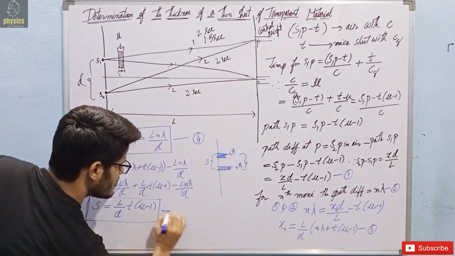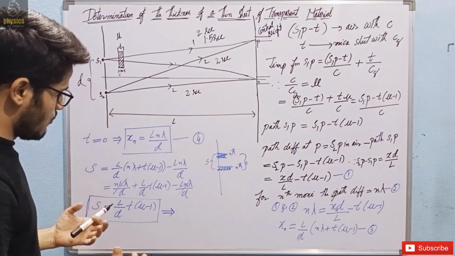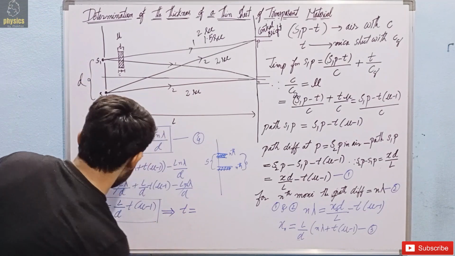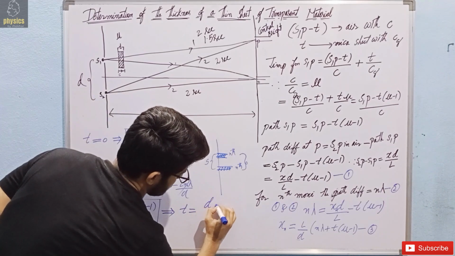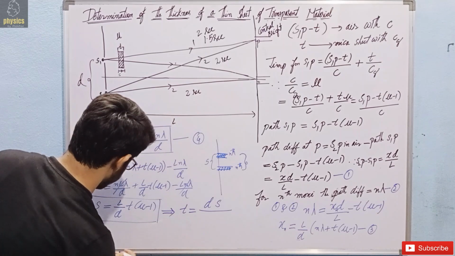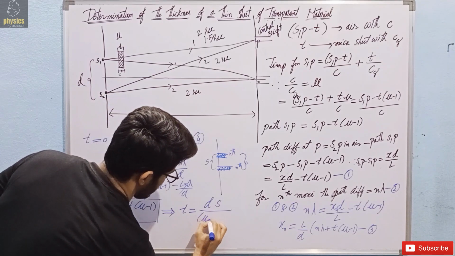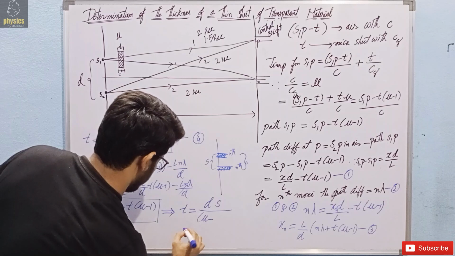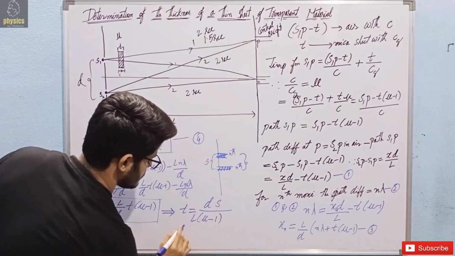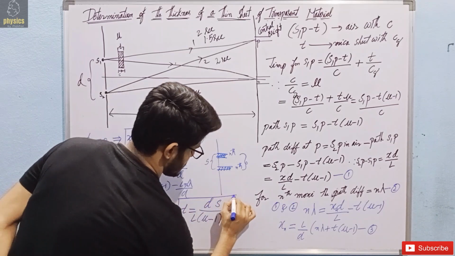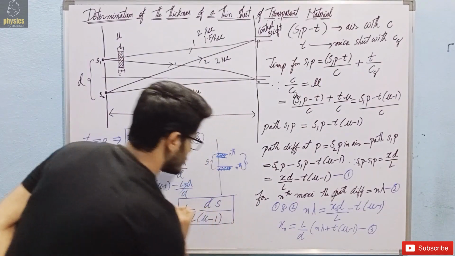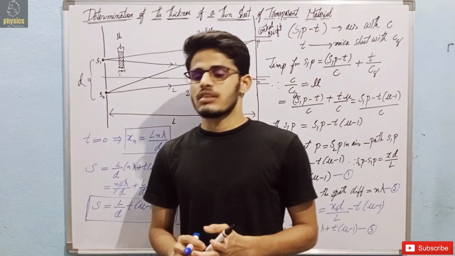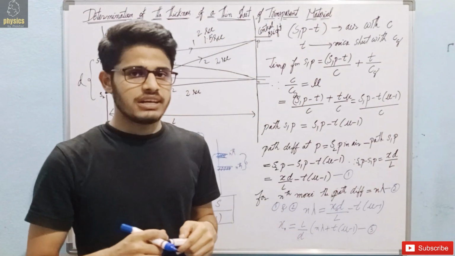So with this expression we can find out, our aim was to find out the thickness of the thin mica sheet. Yes, I have T. So T, the thickness of the thin mica sheet, is equal to d times the displacement S divided by mu minus 1, there will be L also. This is the expression which will give you the thickness of the thin mica sheet. This is how we find out the thickness of a thin transparent material by using the Fresnel biprism experiment.